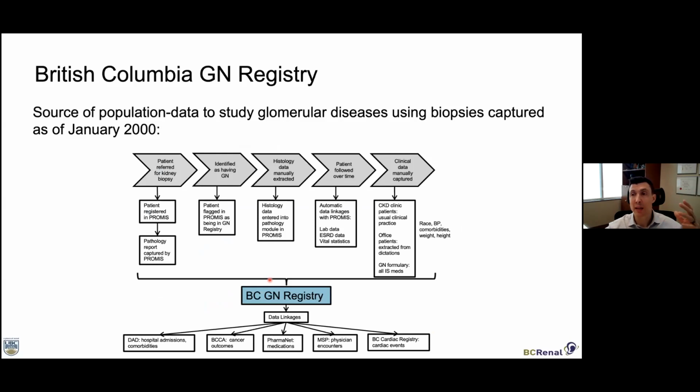And we link that data with other sources of administrative data so that we can study the population level outcomes of people with glomerular disease. And we call that the GN registry. So what I'm going to describe right now is the incidence and prevalence of disease in British Columbia using this mechanism of capturing data at the population level.